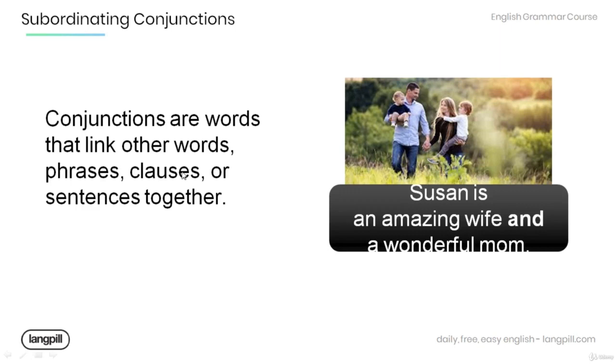Conjunctions are words that link other words, phrases, clauses, or sentences together. Have a look at the example over here. Susan is an amazing wife and a wonderful mom. Now, the word "and" in the sentence is a conjunction, and it's used to link two sentences together. Susan is an amazing wife, a wonderful mom.